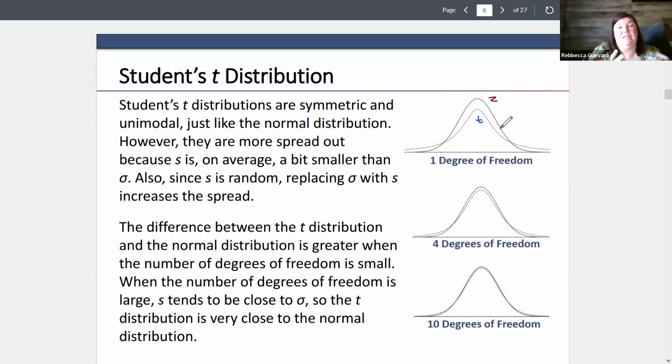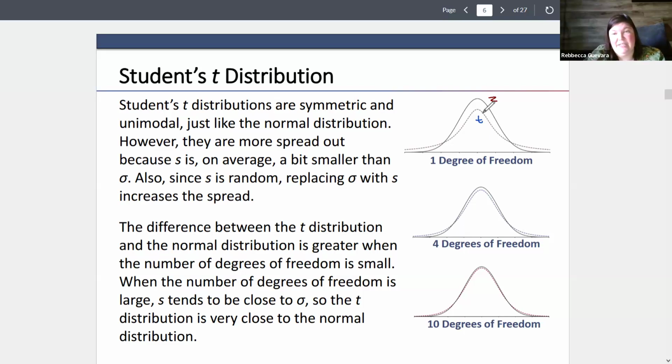And like I said, because S, the sample standard deviation, on average is a bit smaller than your population standard deviation, it causes the distribution to get spread out like this. So it's spread out over a larger area, which is why your tails are a little higher. It's spreading these tails out further. Also, since S is random, replacing sigma with S increases the spread. So basically, we're dividing by something smaller, meaning that my z-scores are getting bigger, so they're getting more spread out.